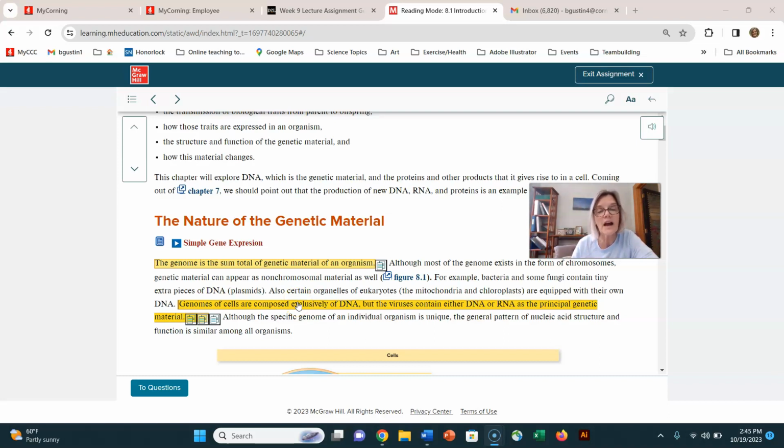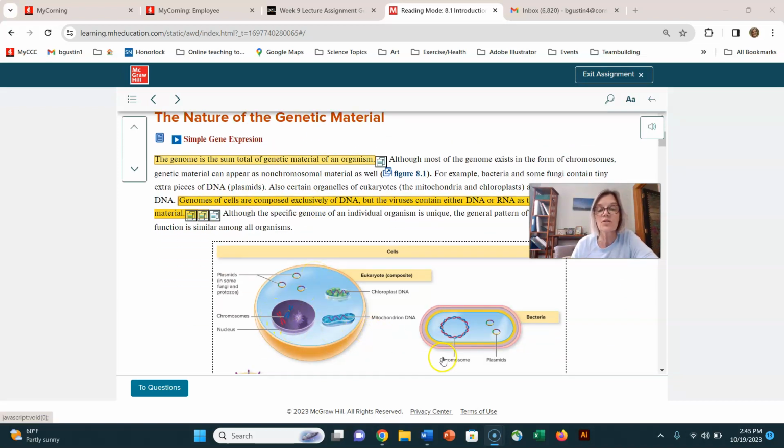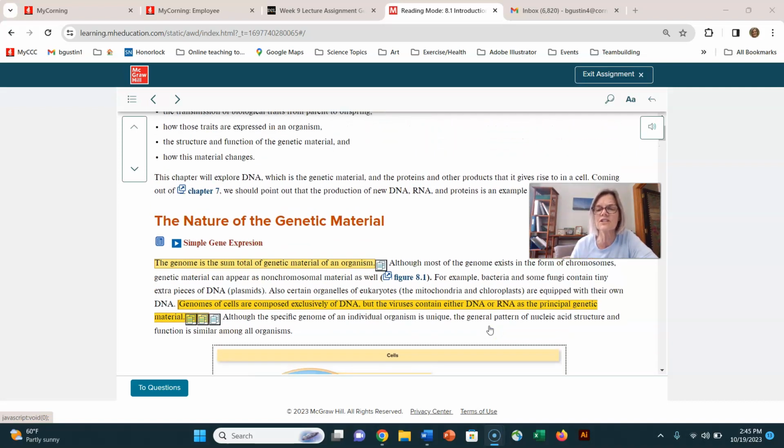The reason why I cover plasmids in this class is because we're going to be talking about antibiotic resistance, and a lot of times bacteria can pick up these pieces of DNA in the form of plasmids that have antibiotic resistance genes on them. So here's an example of a bacterial cell, and here is the bacterial chromosome, but these pieces of DNA outside of that chromosome are called plasmids. And they just have a couple genes on them.